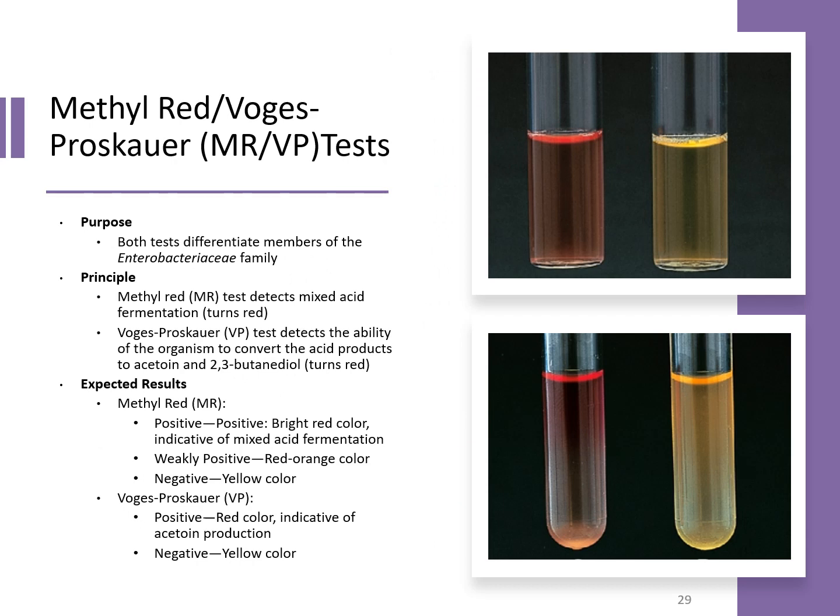With our methyl red, we're looking for the red color, which would indicate a positive test, or a yellow color, which is negative. So this is our MR. And then here we have our VP. And so with this one, you're looking for this red color. And then this one, of course, is negative.